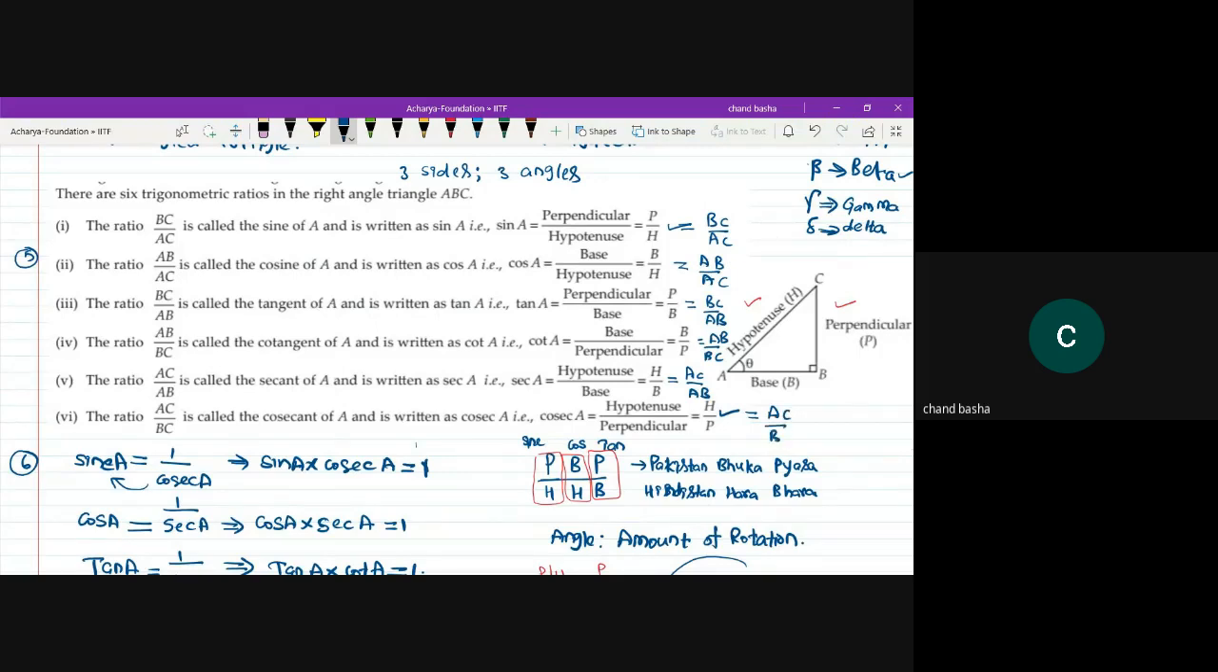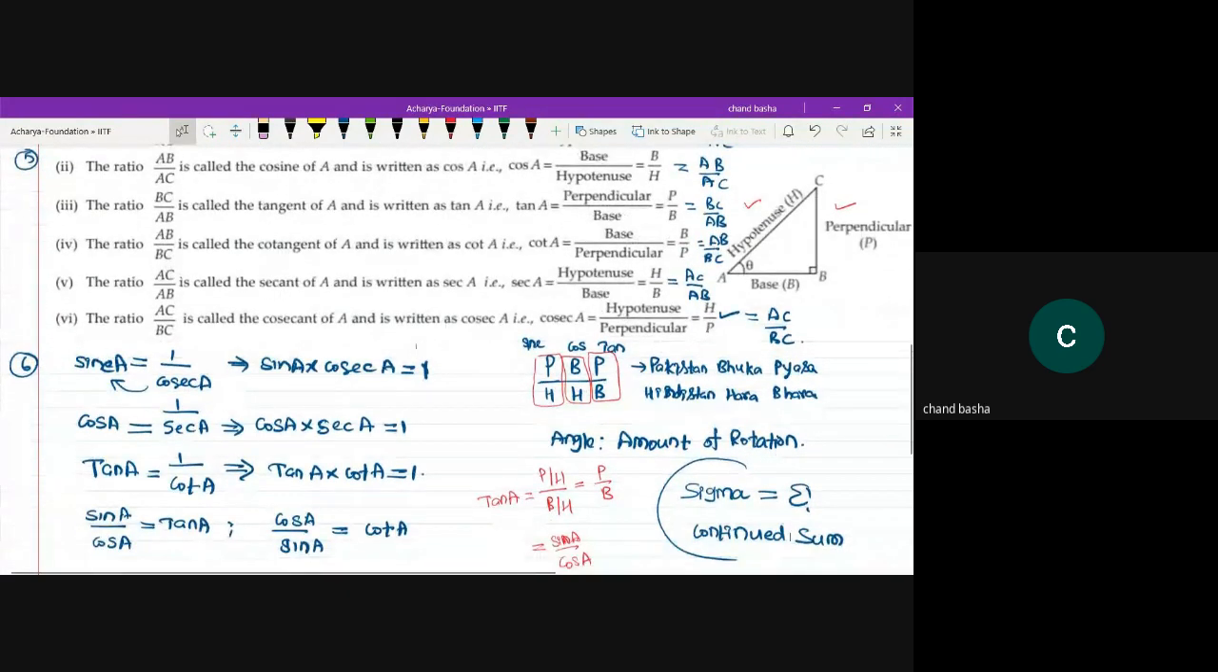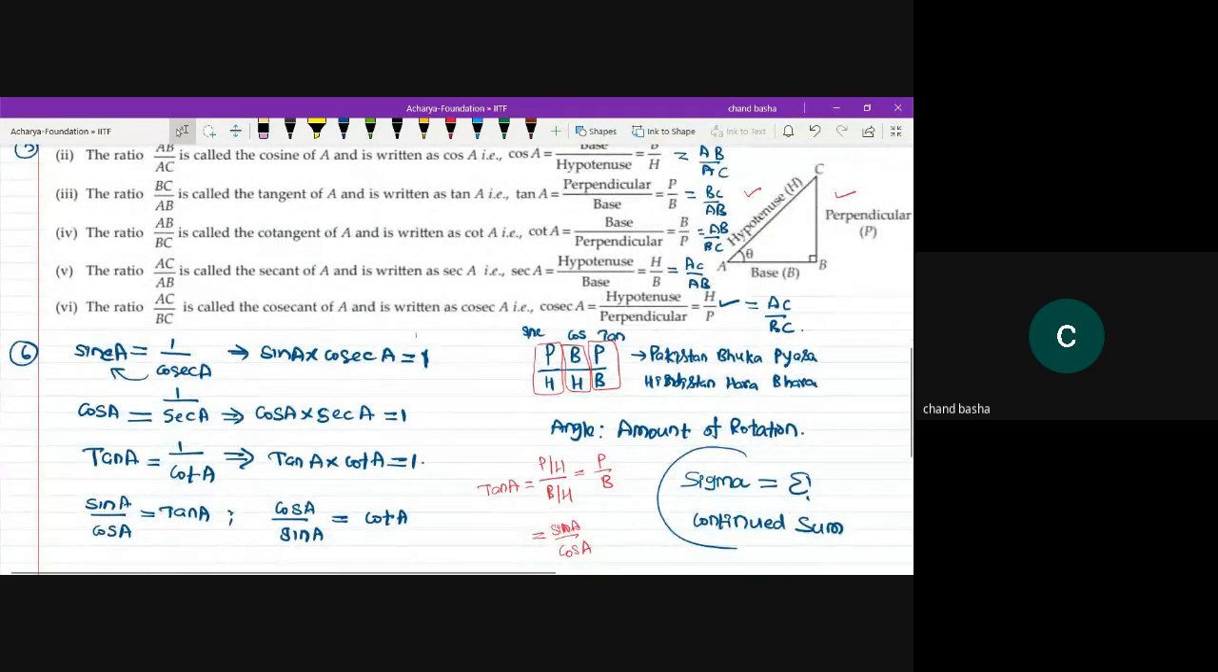These are the things we discussed yesterday. If they are reciprocals, then their product, applying cross multiplication, sine times cosecant will become 1. Cos times secant will become 1. Tan times cot will become 1. What is meant by tan? Sine upon cos, as we have discussed.